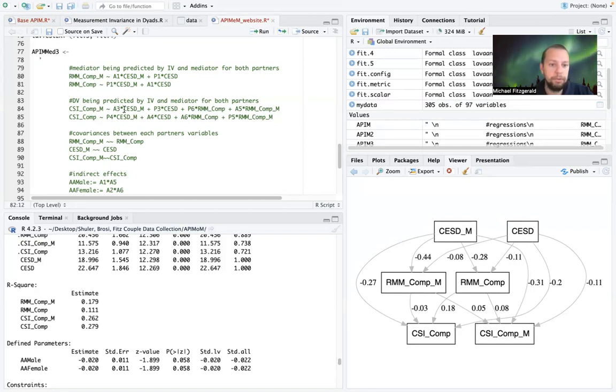We can also do that same thing down here. We'll constrain the actor effects to be equal here, and we can constrain the partner effects to also be equal. So this is female depression, male relationship quality, male depression, female relationship quality. Those are now the same. And so we can now move the partner effects to 5. So this is now constrained to be equal to this. And then we can do the actor effects as well, just by changing the value labels.